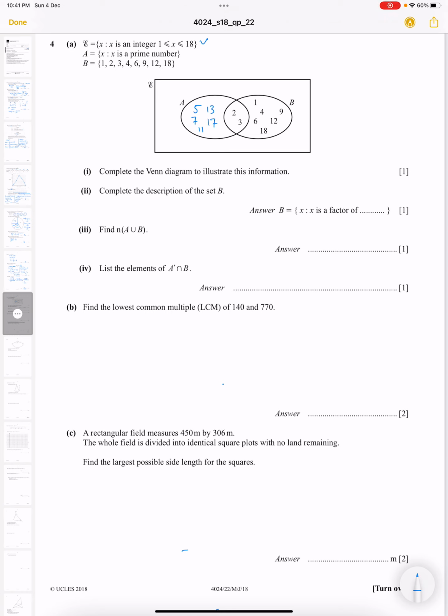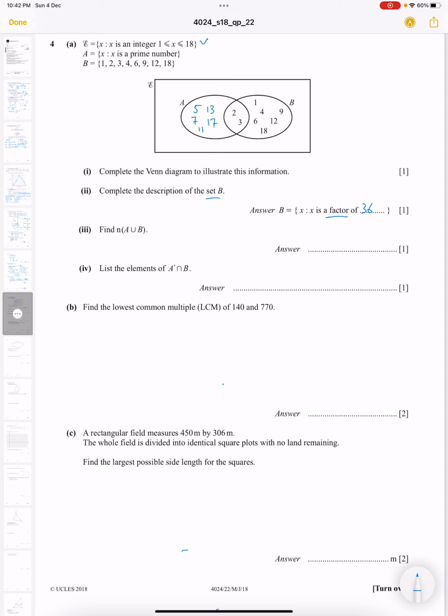Next, complete the description of the set B. We can see in set B, they have given us the condition that we have to identify that the numbers are factors of some number. So x such that x is a factor of. So in B we see the numbers 1, 2, 3, 4, 6, 9, 12, 18. All of these numbers are factors of 36 because all of these numbers divide 36.